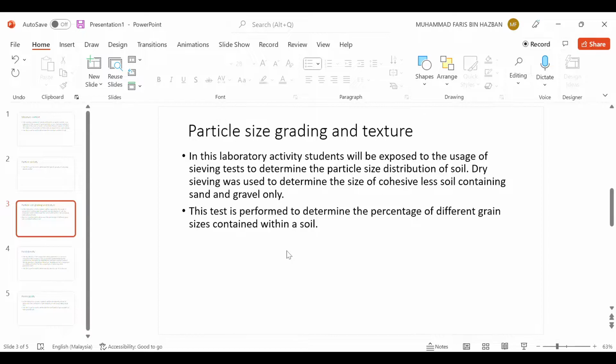In this laboratory activity, students will be exposed to the use of the sieving test to determine the particle size distribution of soil. Dry sieving is used to determine the size of cohesionless soil containing sand and gravel only. This test is performed to determine the percentage of different grain sizes contained within a soil.